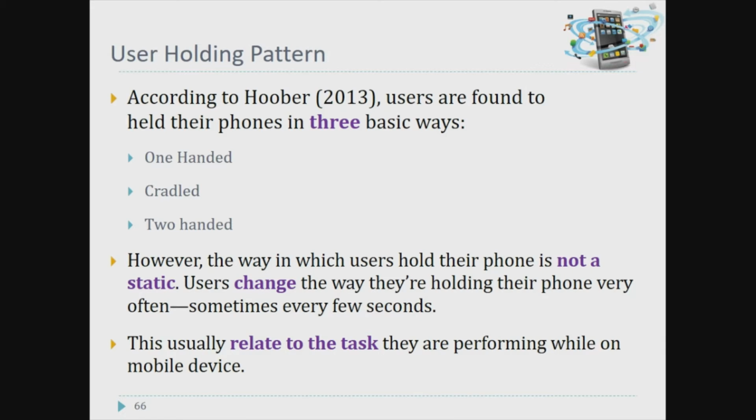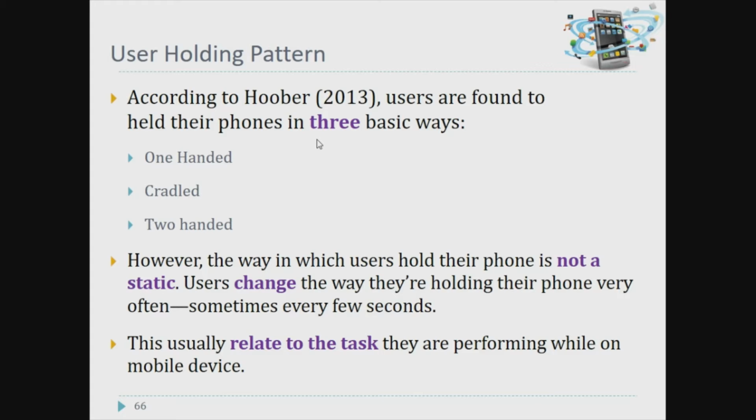User hold pattern is the second point. According to Hoober in 2013, users are found to hold their phone in three basic ways: first, one-handed; second, cradle; and third, two-handed. This is based on his research.